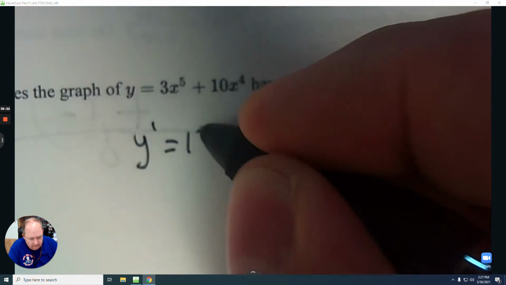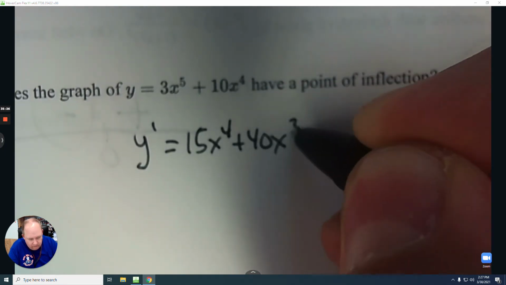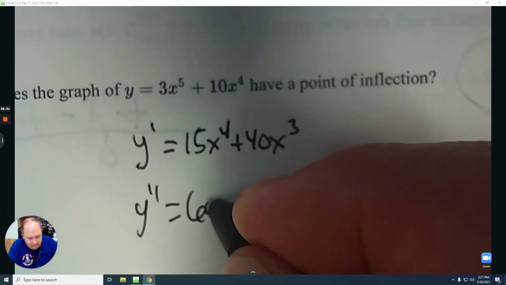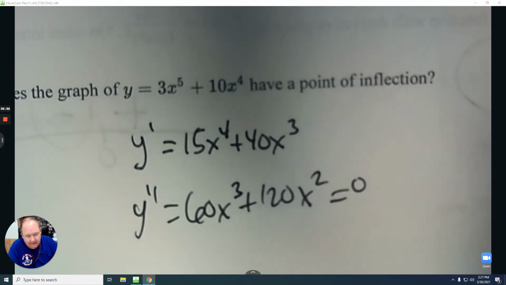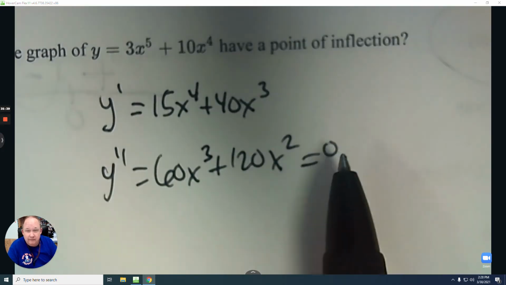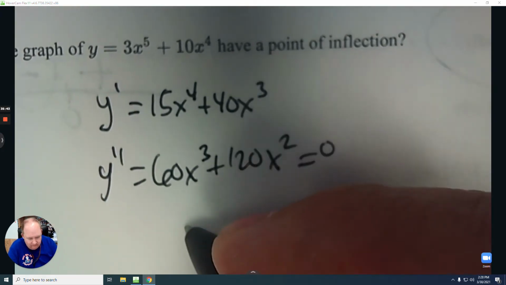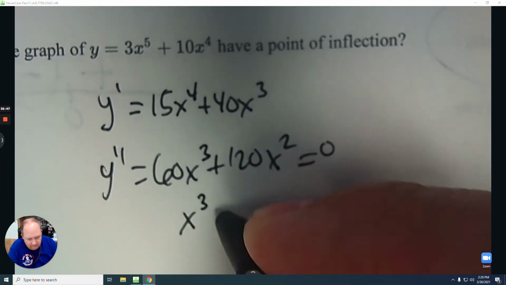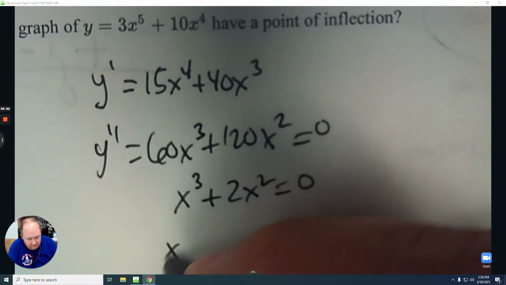So the first derivative is 15x to the fourth, 40x cubed. The second derivative is 4 times 15, that's x cubed. That's 120 x squared. And then I'm going to make it equal to 0. So we take the second derivative equal to 0. I can clearly divide 60 out. I don't want to divide the x out, but I can divide 60 out to simplify this a little more. But I do want to factor out x squared.